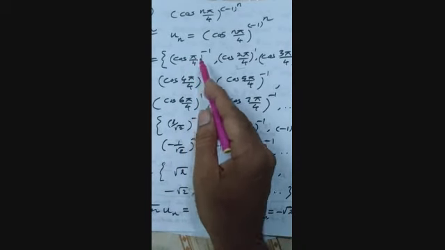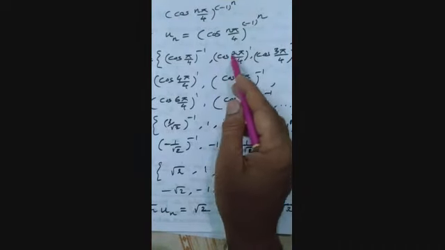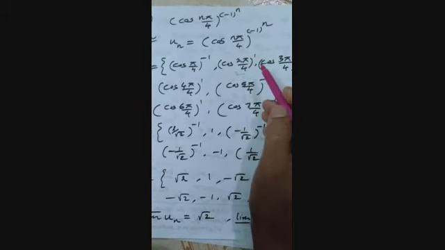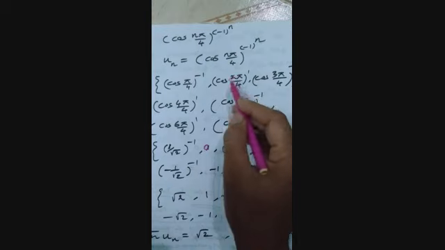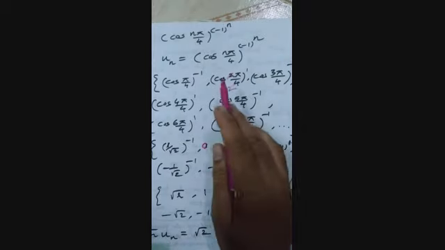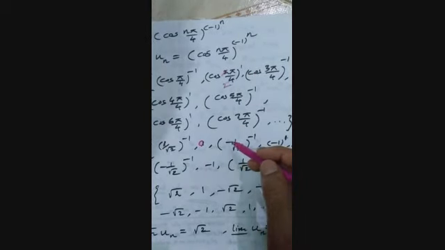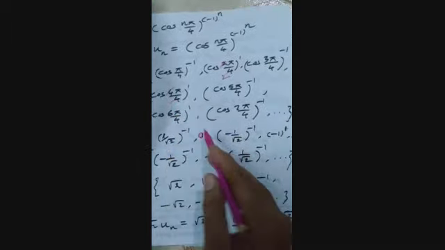Cos pi by 4, that is cos 45, 1 by root 2, power minus 1. A small correction: cos pi by 2 is 0, because cos 0 is 1, so cos pi by 2, cos 90, is 0. Next, cos 3 pi by 4, we know that is minus 1 by root 2, or minus 1. Then the next term, 4, gets cancelled, cos pi, the cos pi value is minus 1.